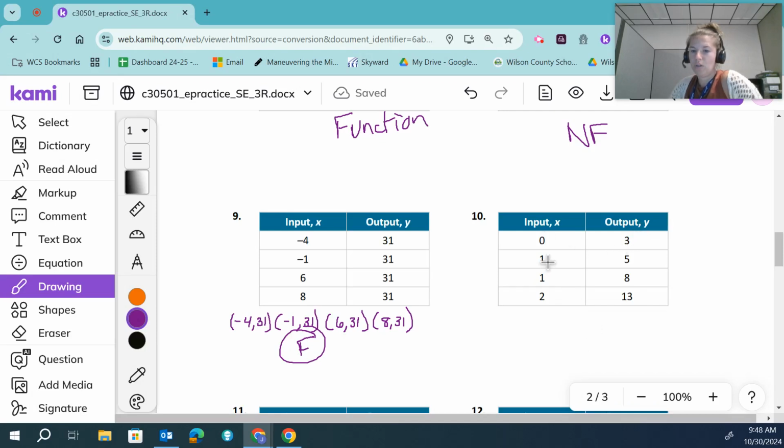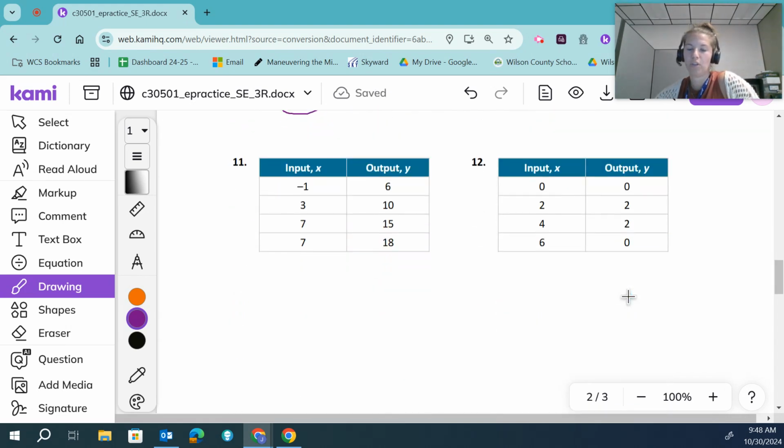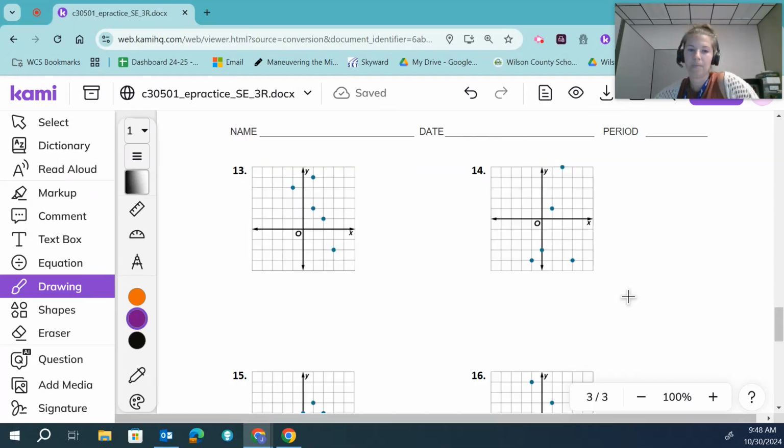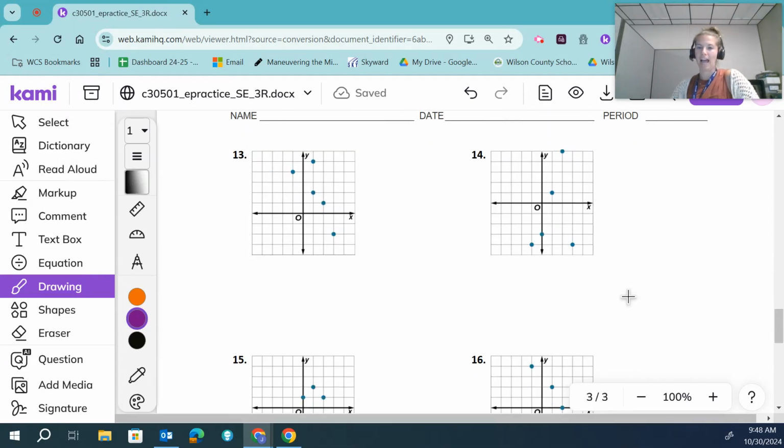0 is 3, 1 is 5, 1 is 8. Look, my inputs happen twice. They get two different numbers. So this is not a function. Again, they could be listed as ordered pairs as well. Okay, there's two more that you can try on your own. Okay, then we can look at graphs.